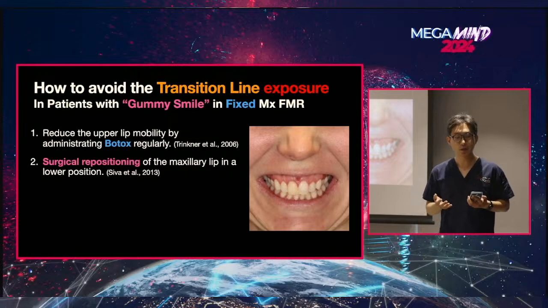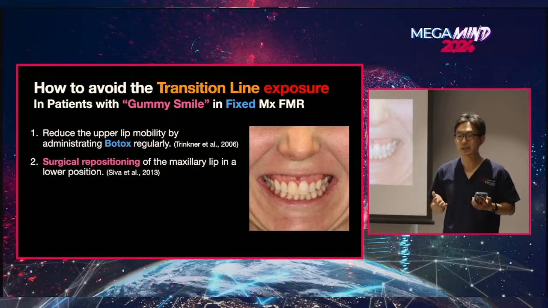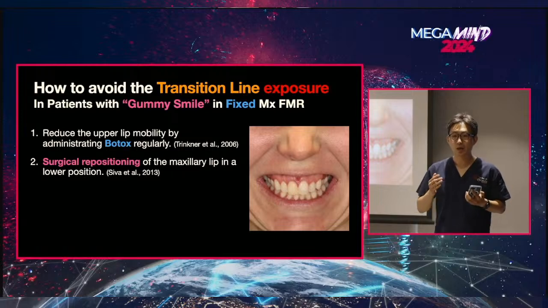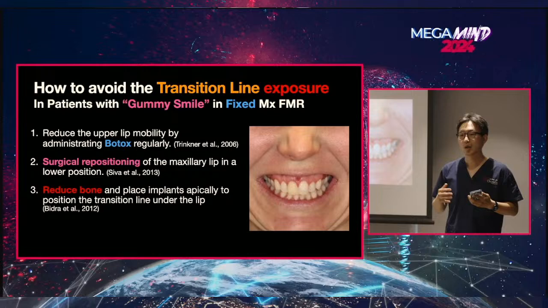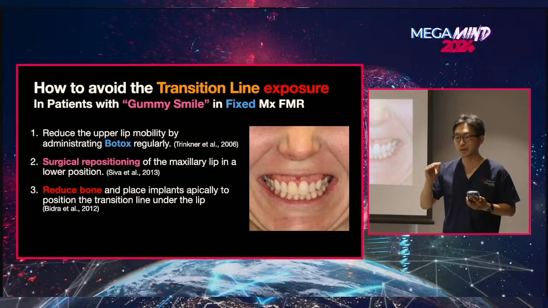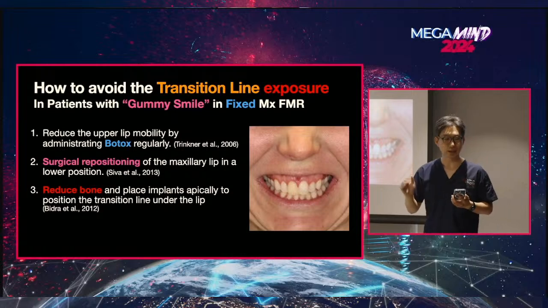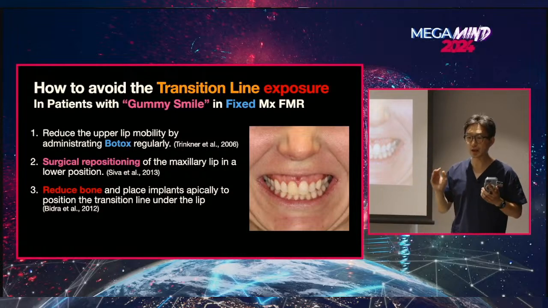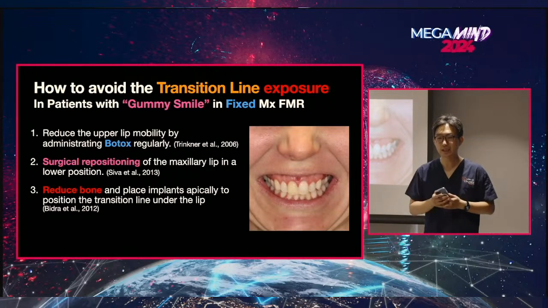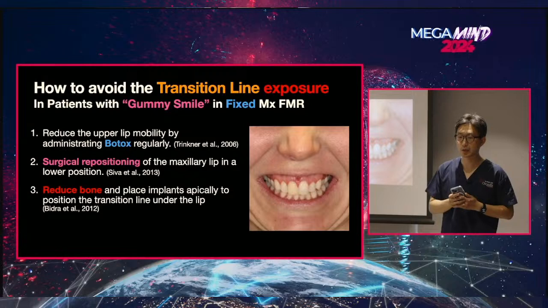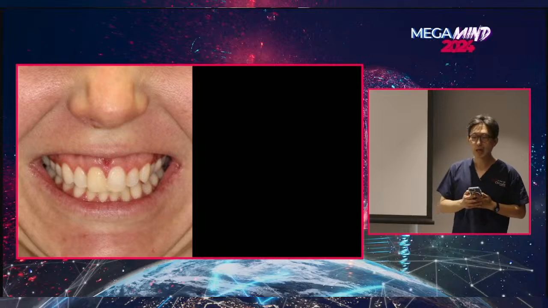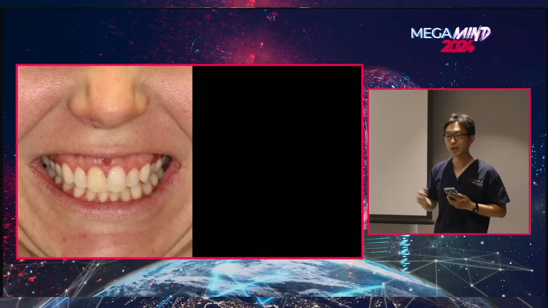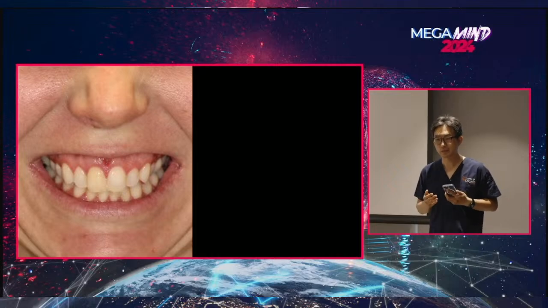Surgical repositioning of the upper lip is an option, but this often yields unpredictable results, and it can cause unnatural smile line. More definitive treatment plan is to reduce bone sufficiently enough to place implant apically to hide the transition under the patient's upper lip. While it seems logical, in actual clinical setting, reducing bone in gummy smile patient can be quite challenging. Have a look at a patient's photo here up on this slide. Imagine how much bone we have to reduce to provide her with fixed maxillary full arch implant treatment.